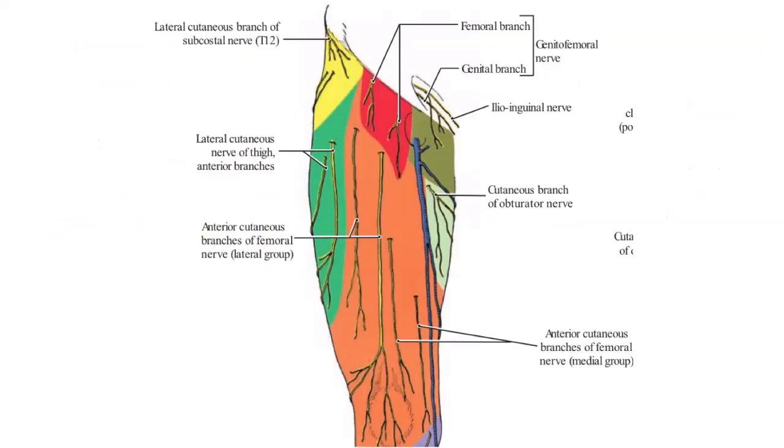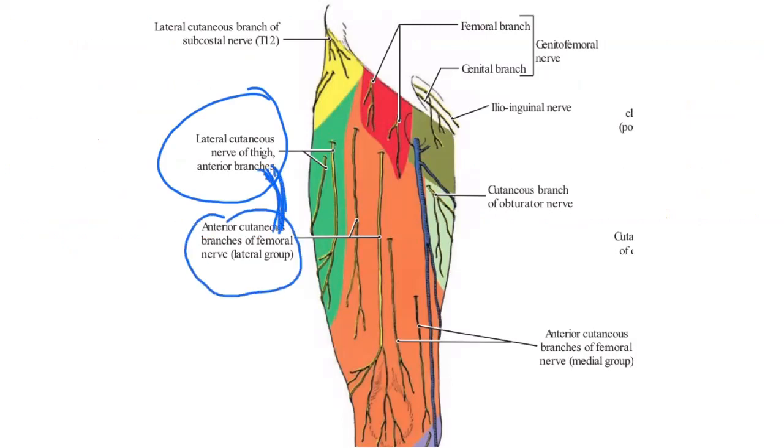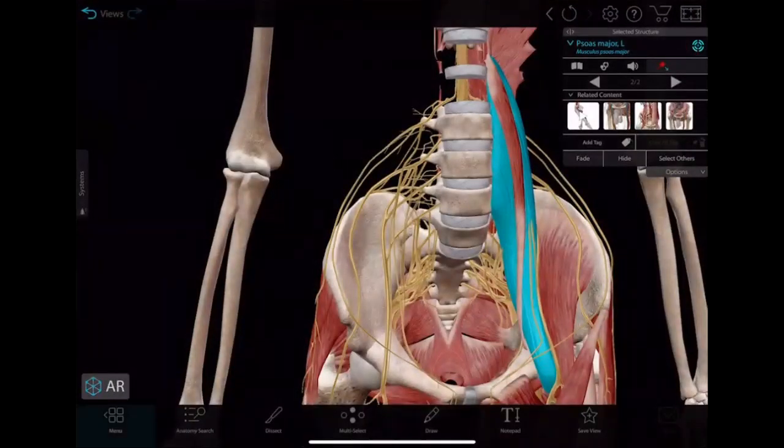So this is the schematic diagram we learned during dissection. This is the lateral cutaneous nerve of the thigh. Anterior branches, these are the anterior cutaneous branch of the femoral nerve. So this connects with this in this area. Let's see the 3D anatomy.